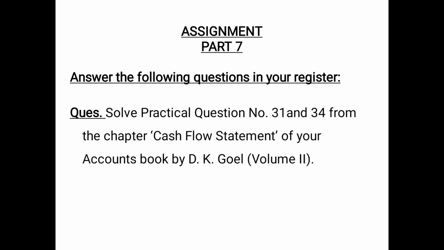Now this is the assignment. Based on this part, you have to answer the following questions in your register. You have to solve practical question number 31 and 34 from the chapter Cash Flow Statement of your Accounts book by D.K. Goel, volume 2.